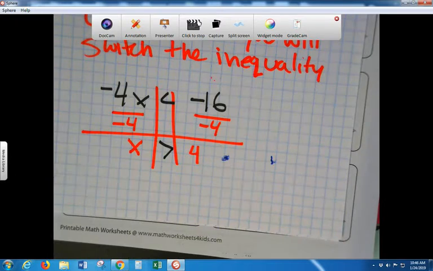Add or subtract a negative? No, you're only switching it when you're multiplying or dividing by a negative, not when you're adding or subtracting a negative. Okay? Very important.